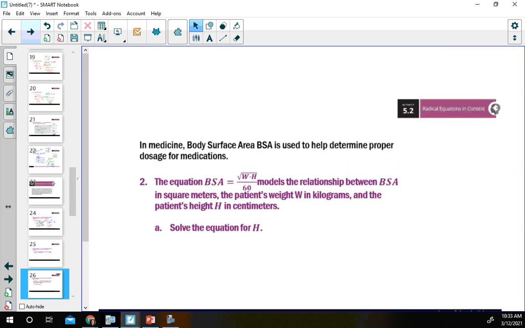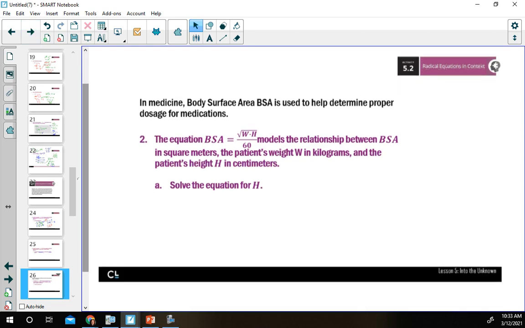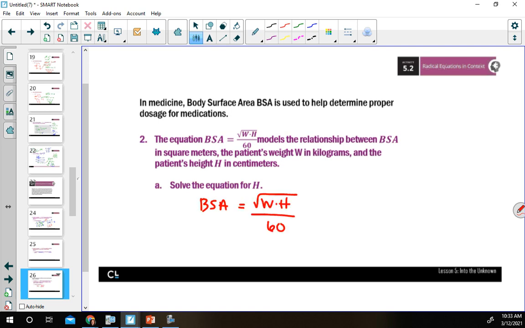The next one, we got a new equation where we are doing body surface area. The equation of body surface area is equal to the square root of W times H divided by 60, where W is the weight in kilograms and H is the person's height in centimeters. If I'm trying to get H by itself, we got to work outside in. Why don't you try pausing the video and see if you can get H by itself by working outside in.